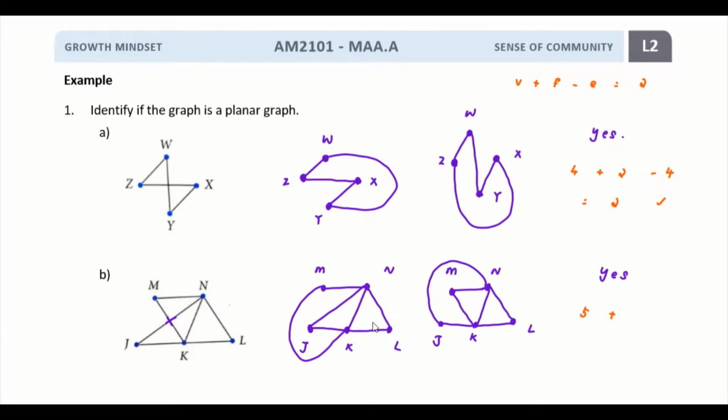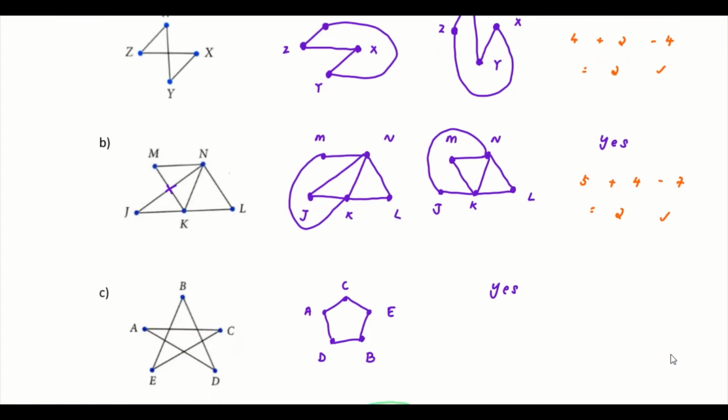1, 2, 3, 4. Outside, right? So 4. Then how many edges do you have? 1, 2, 3, 4, 5, 6, 7. So minus 7. What do you get? You get 2. So yes. Okay, then we move on.